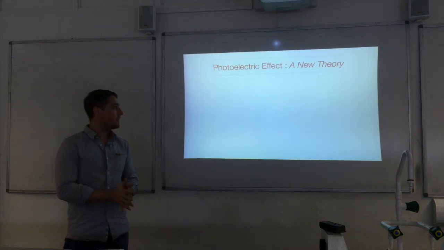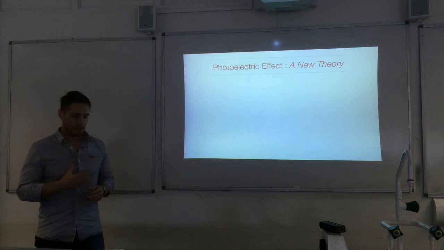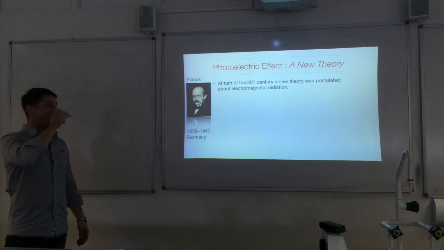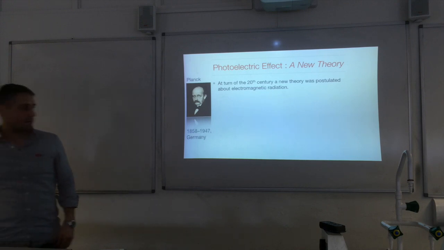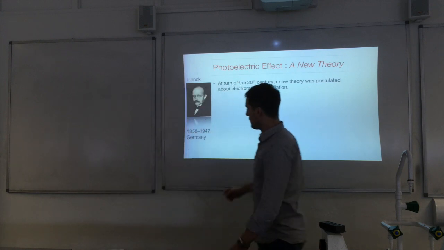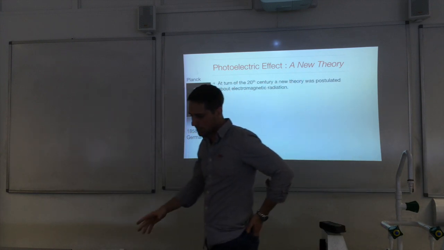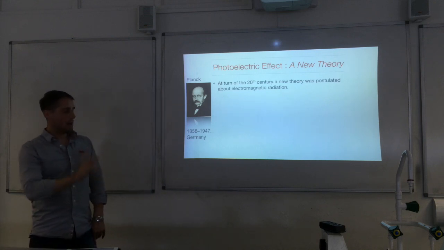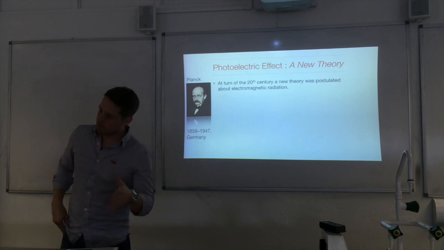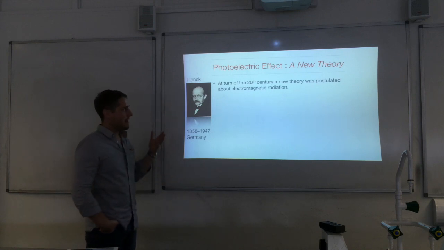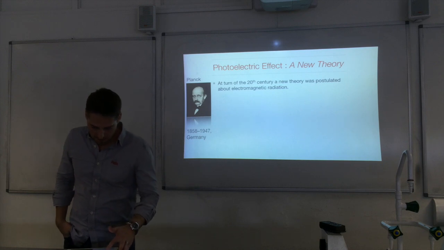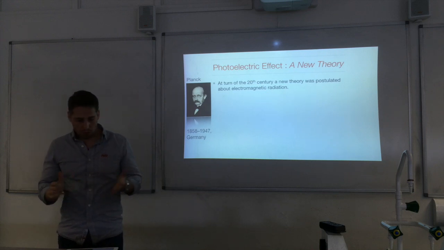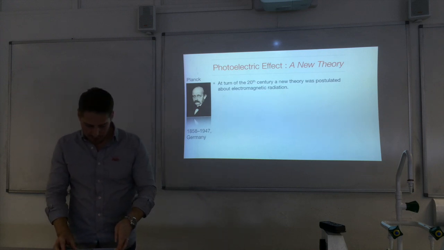So, photoelectric effect. A new theory. And we start at the turn of the 20th century. This man here, Planck, who lived in Germany, 1858 to 1947. Max Planck, he postulated a new theory about electromagnetic radiation. The reason he did this was because in his experiments, he was having trouble with the calculations. So this led him to put forward a new theory about electromagnetic radiation.